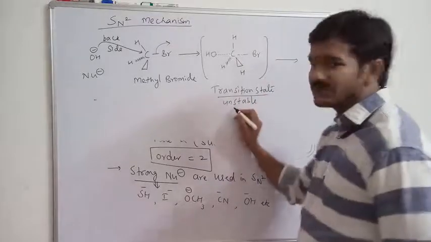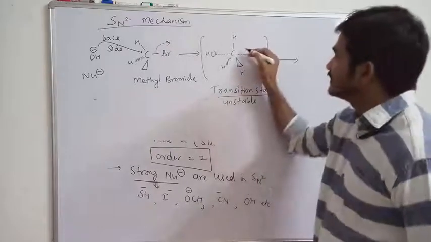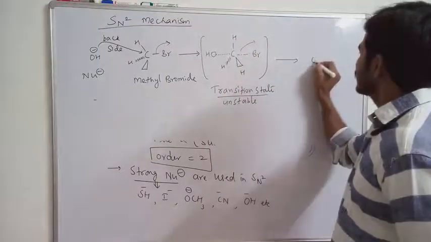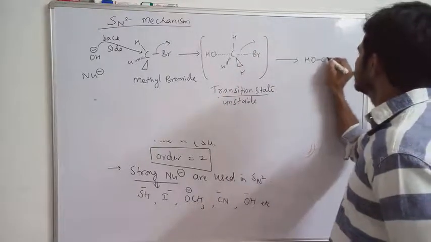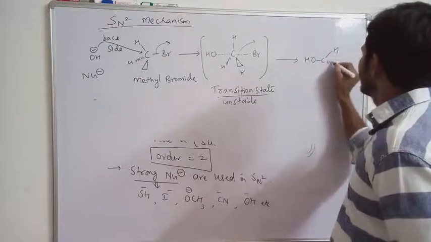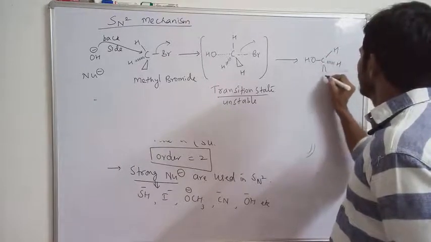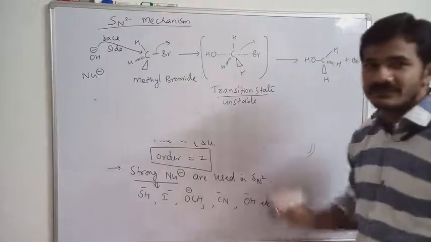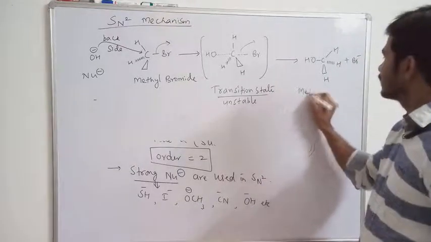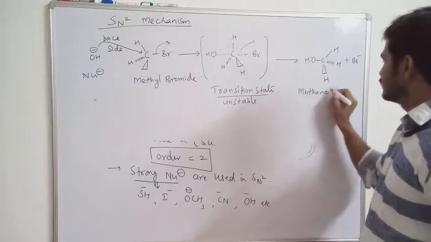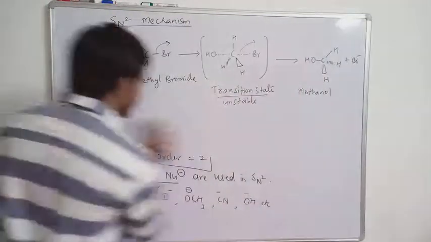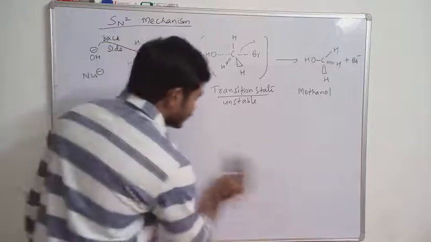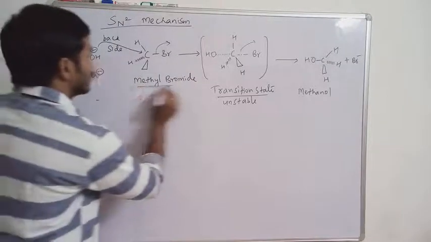After formation, being unstable, it can decompose easily. The Br is eliminated and the product is HO-CH3, with elimination of Br minus. This is said to be the methanol product. If you observe the configuration of this product, it is not the same as methyl bromide.